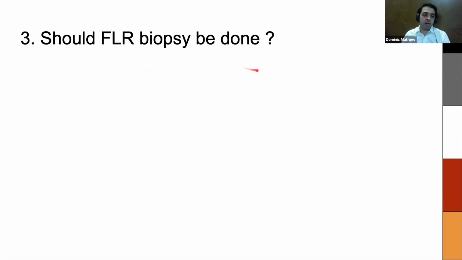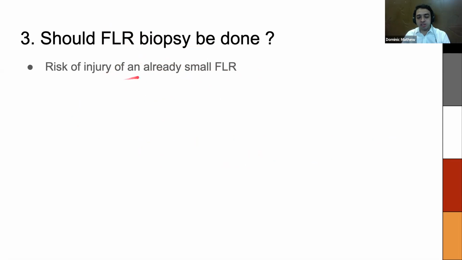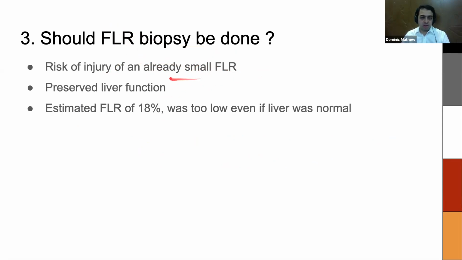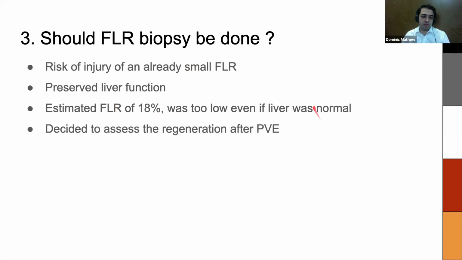Now, should an FLR biopsy be done? The concern we had here is that we had a small FLR, and if we took a biopsy and there was a risk of injury, we could not proceed with a curative treatment. The patient had preserved liver function. The FLR at this point was 18%. So even if the liver was completely normal, it was still too low to proceed with surgery. So we decided to assess the dynamic response, that is the regeneration after portal vein embolization.